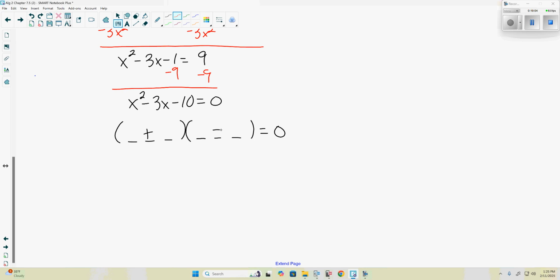Only factors of x squared, x and x. Factors of our 10 are 1 and 10 or 2 and 5. 2 and 5, which one do you want positive? 2, 5 is negative. Off to the side we can check and make sure. X times negative 5 is negative 5x. 2 times x is plus 2x, giving us negative 3x. Is that the middle term we wanted? Yes. All right.